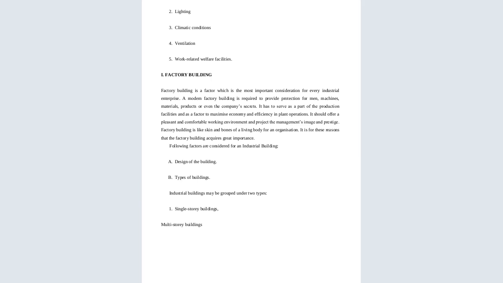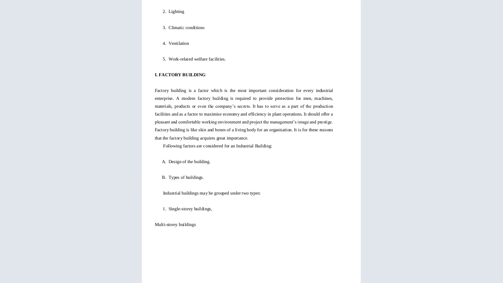So the following factors are to be considered in the industrial building, like the design of the building and the types of the building. The industrial buildings may be grouped into two: the single-story building and the multi-story building. So that is the end of plant layout.